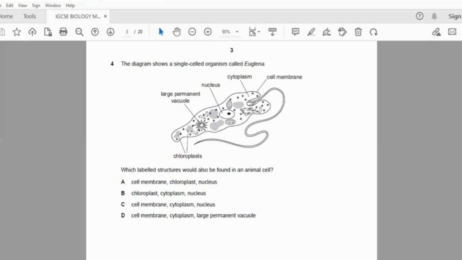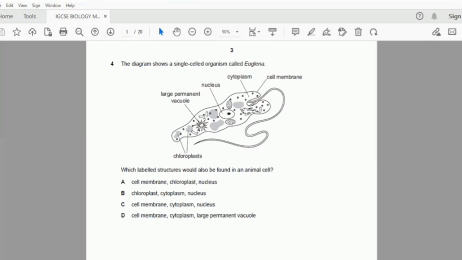Animal cells do not have a cell wall. Animal cells do not have a large permanent vacuole. You can see that in plants. Plants have a large vacuole, and then we see that also in euglena. Euglena has features for animal and also features for plant because when there's sunlight, it can photosynthesize. In the absence of sunlight, it can carry out the animal features. So it has both features.